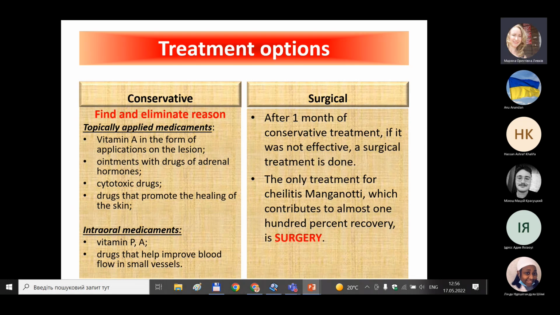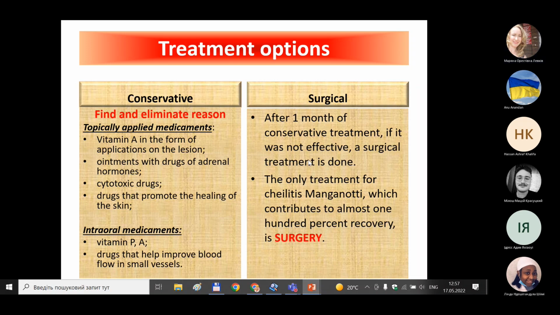Treatment options. Conservative and surgical. So conservative: first of all, find and eliminate the reason. Topically, such medicaments can be applied: vitamin A in the form of application on the lesion, ointments with drugs of adrenal hormones, cytotoxic drugs, and drugs that promote the healing of the skin. Intraoral medicaments: vitamins P and A, and drugs that help improve blood flow in small vessels.